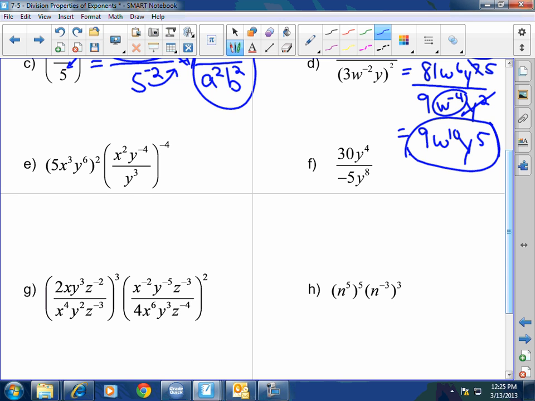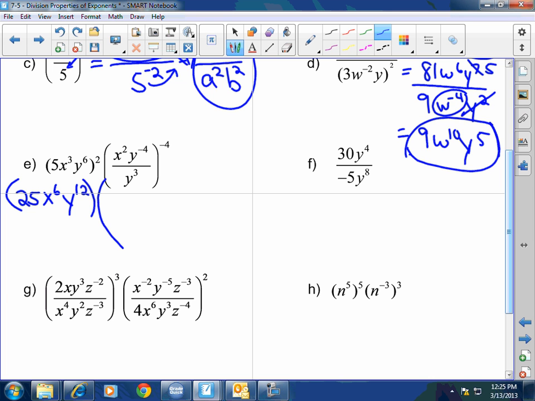Sir, what you got? I distributed the 2. Yes. Okay, so it's going to be 25, right? 5 squared is 25. X to the 6th. Y to the 12th. Times.